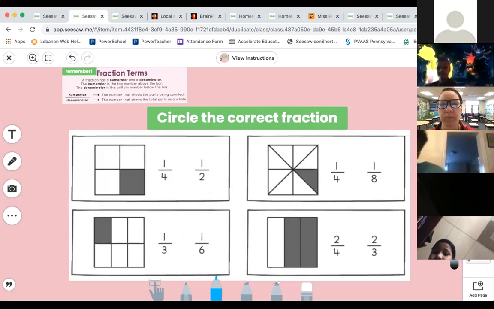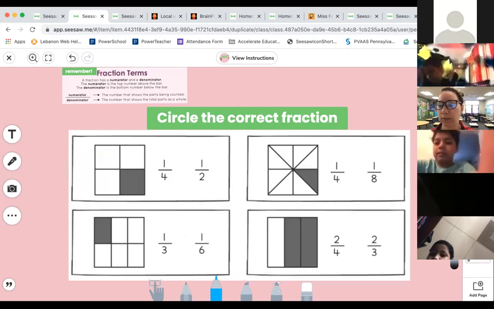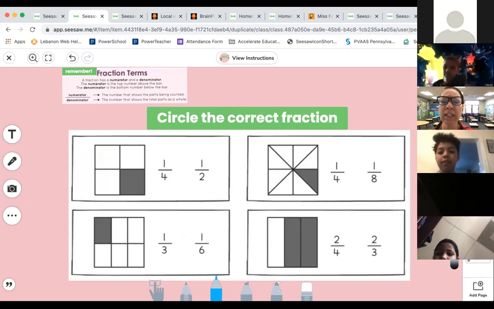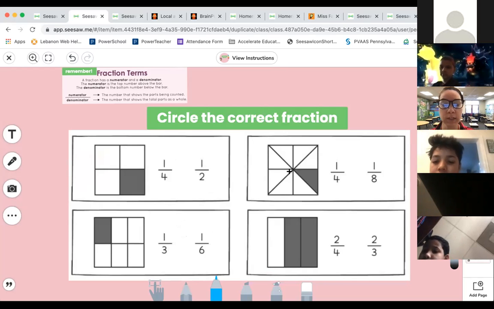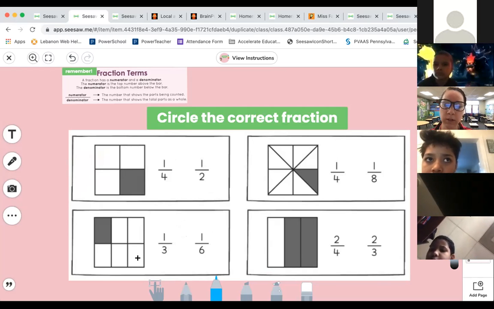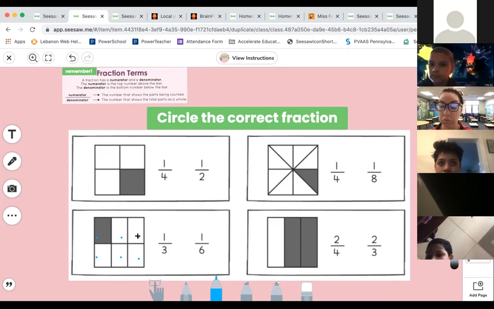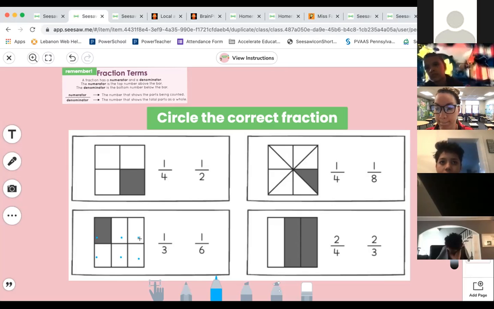Same thing, guys. It says circle the correct fraction, which means I need to count the parts, the total parts, because that's my denominator. Total parts is my denominator. And then I have to count how many are shaded to circle the right fraction. Let's do this one together. How many total parts are there? 6. There's 6 total parts. So what should my denominator say? 6. And how many are shaded?